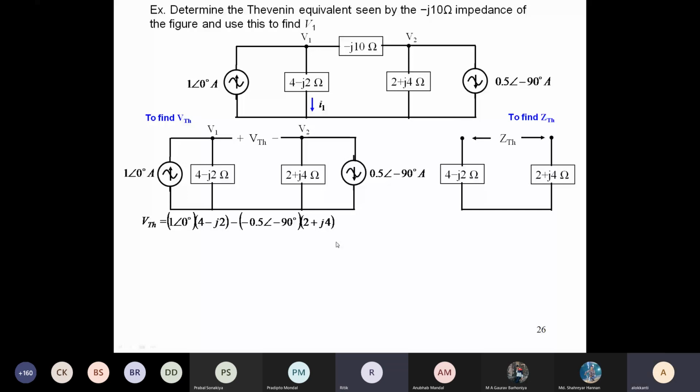So after doing this multiplication, you will get something like this. And so that is the VTH.